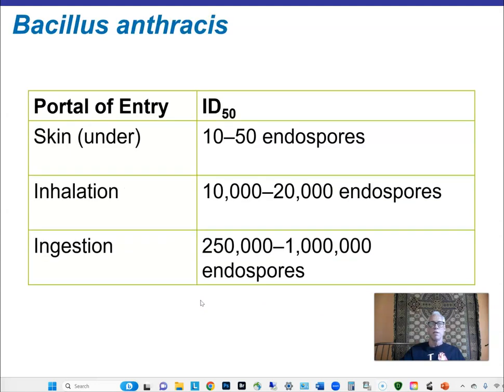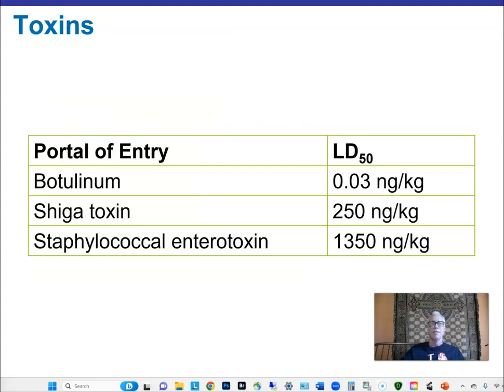LD50s, actually these are IDs, I was thinking LDs, so these are the numbers that are required to cause disease, and the LD50s for certain toxins are given here. Botulinum toxin, you can see, is an extremely poisonous substance. 0.03 nanograms per kilogram of body weight is the lethal amount of botulinum toxin.